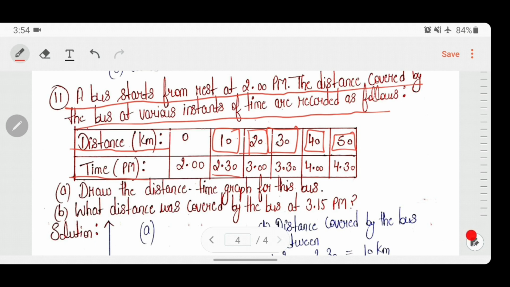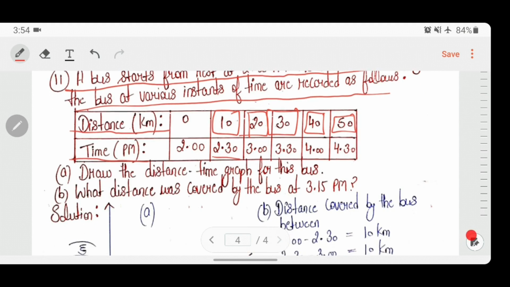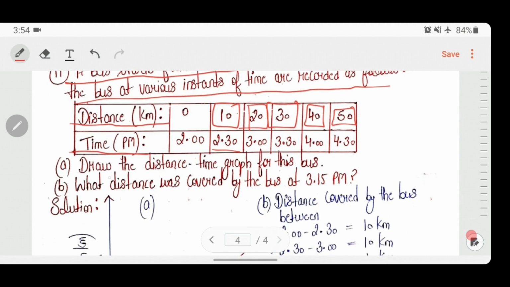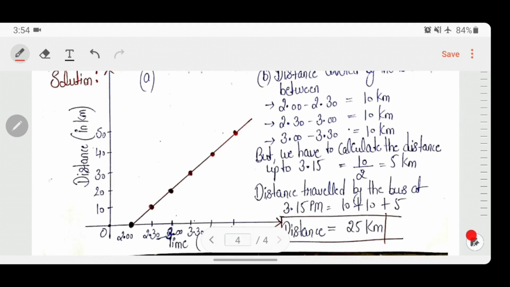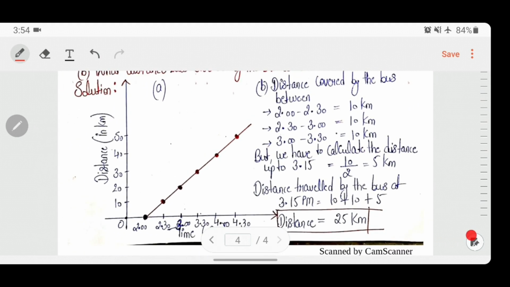So after every 30 minutes the car travels an equal distance of 10 kilometers, as you can see in the table. So now students, let's move to the first part of the question, which is to draw the distance-time graph for this bus. So you have to draw the distance-time graph of the bus.